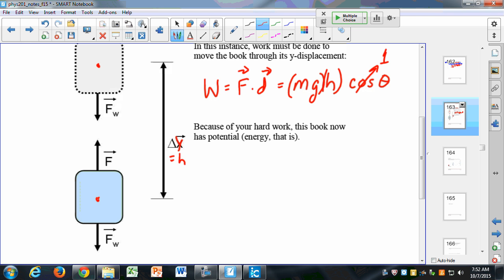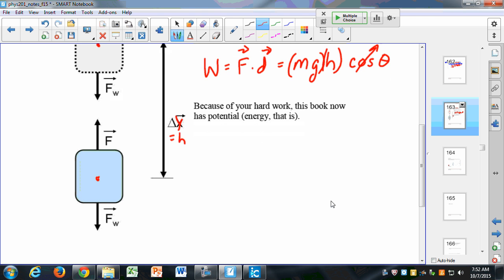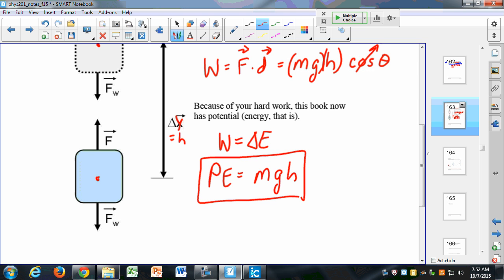All right. So now this object, you've moved it, you've applied a force to it, and it has potential energy. So this work causes a change in energy, and we call this energy potential energy. That potential energy will be equal to m times g times h. So this is our expression for gravitational potential energy.